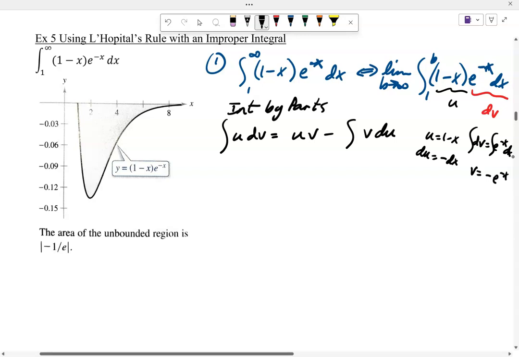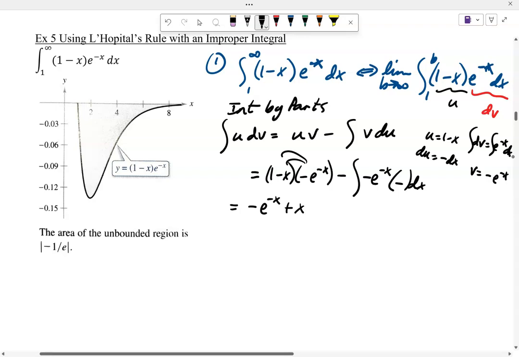And let's go back to, so what does this end up being? uv, there's our u, there's our v, minus the integral of v du, which is a negative dx. And so let me go ahead and distribute that through. I've got negative e to the negative x plus an x e to the negative x. And then I've got negative times a negative times a negative. Goodness, I've got negative e to the negative x dx.